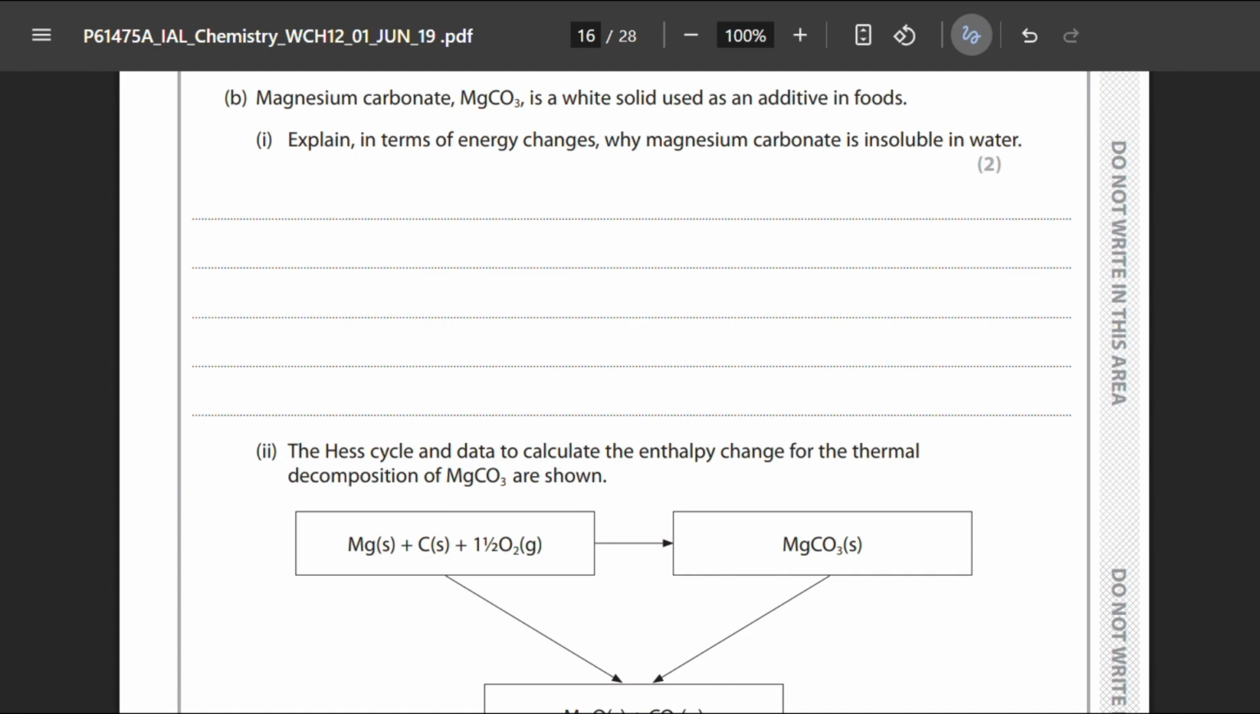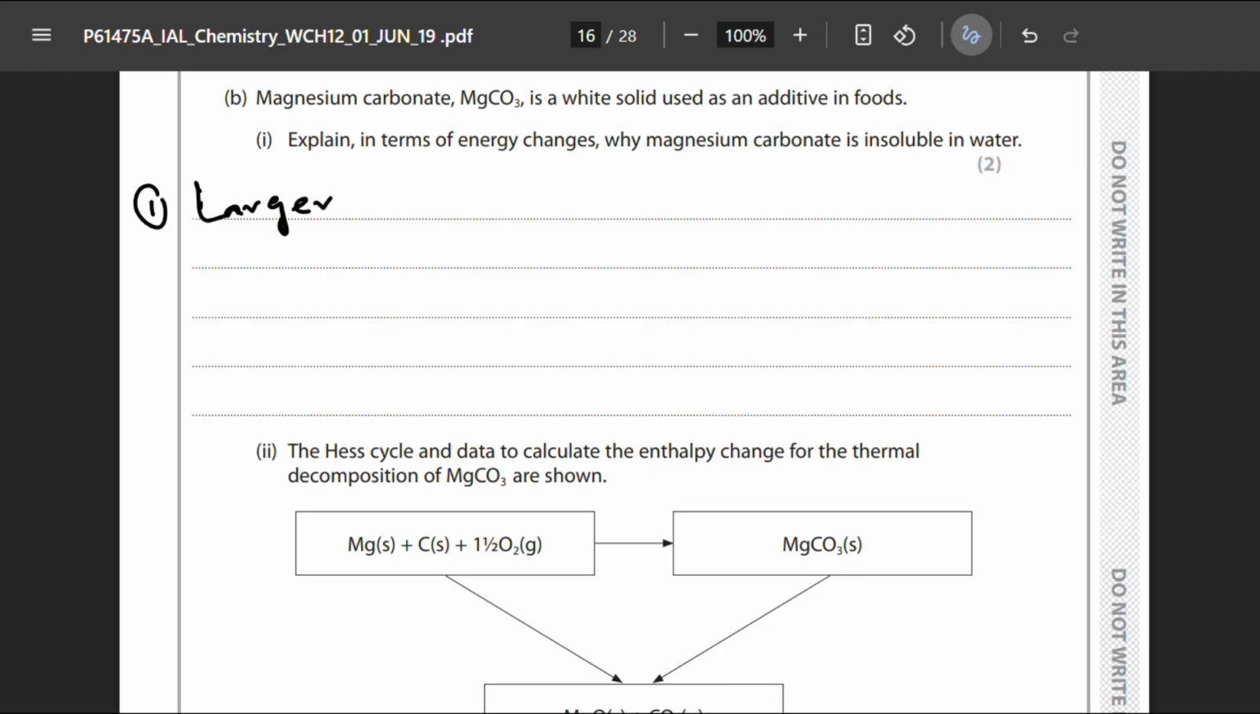And the energy which is released during the hydration of ions is smaller as compared to the energy required to break the ionic lattice of magnesium carbonate. So basically, because of this reason, magnesium carbonate is insoluble in water.